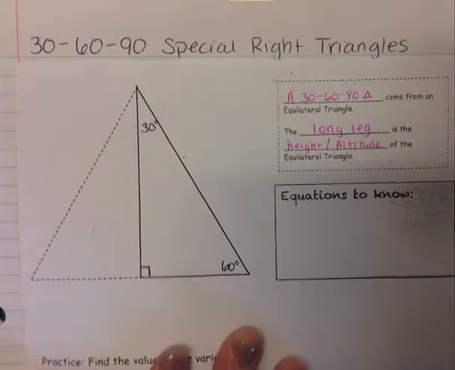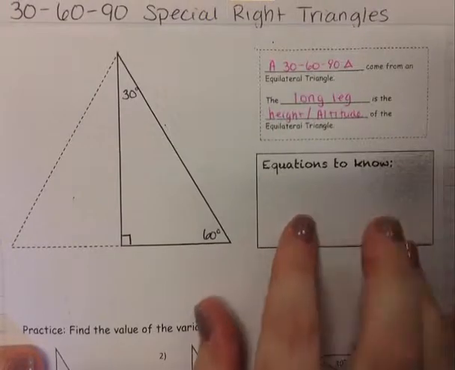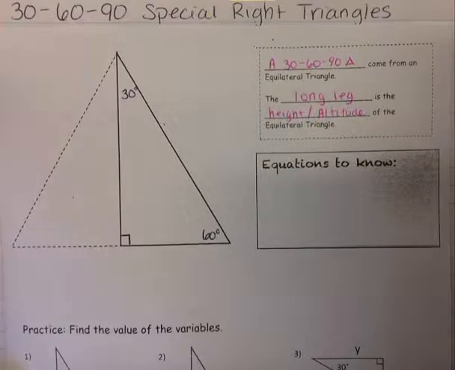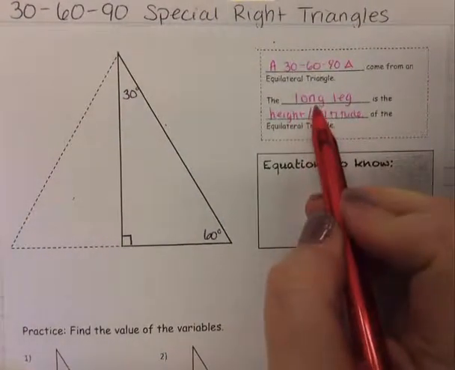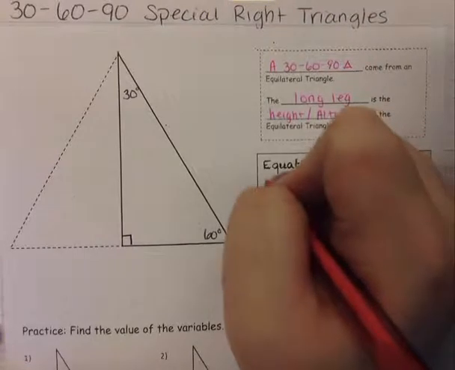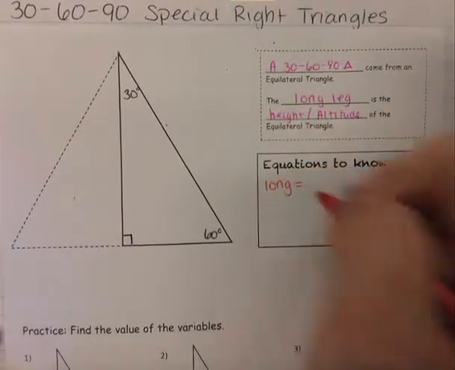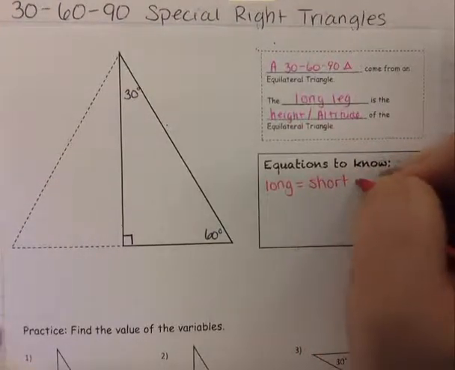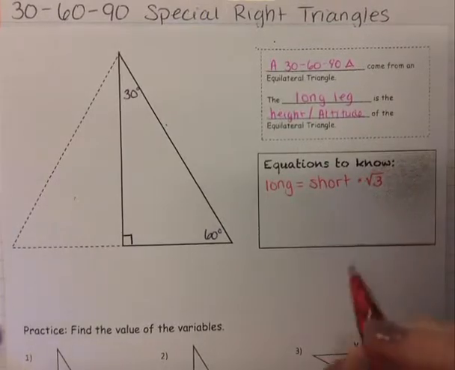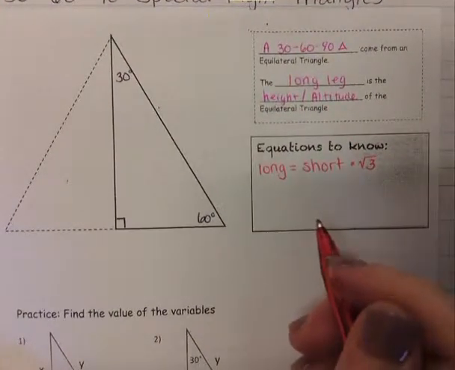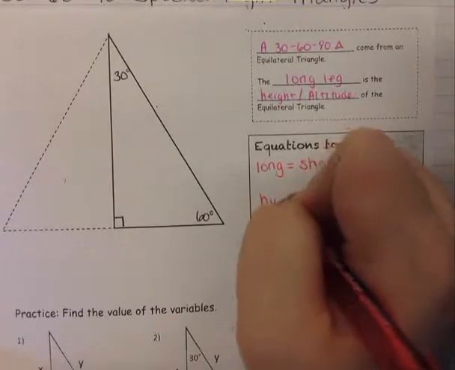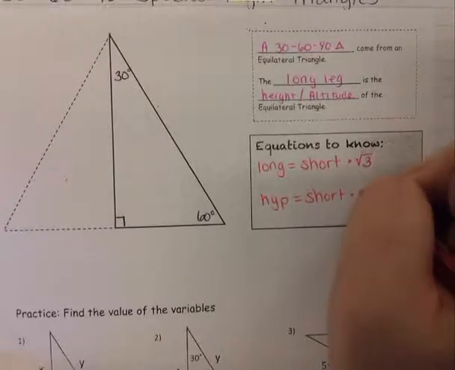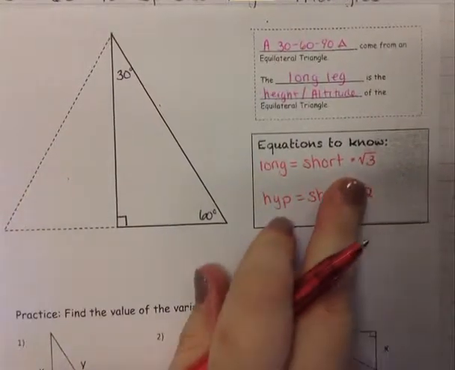So now to talk about the equations, there are two equations to use in 30, 60, 90 triangles. The first equation is talking about the long leg. Your long leg is equal to your short leg times the square root of 3. And then the other equation we're going to use is the hypotenuse is equal to your short leg times just 2. Because it's really the square root of 3 and then the square root of 4.